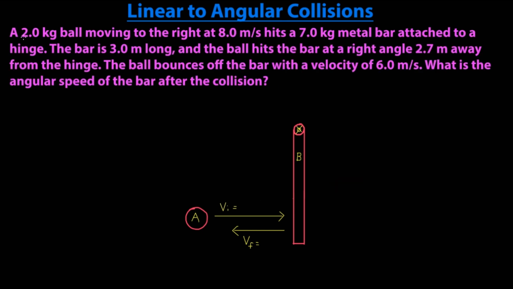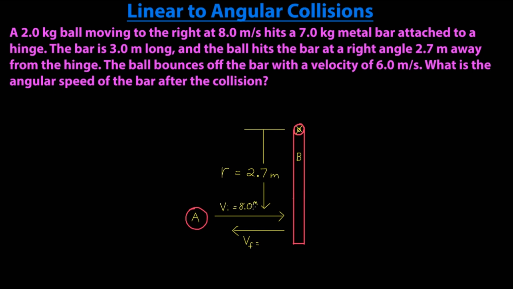Here is the question. A 2 kilogram ball moving to the right at 8 meters a second hits a 7 kilogram metal bar attached to a hinge. The bar is 3 meters long, and the ball hits the bar at a right angle, which is going to be important, 2.7 meters away from the hinge. So right at that statement, I'm going to label this distance, which is going to be a radius, because the ball is going to hit at a right angle at exactly this distance from the center axis of rotation. The ball bounces off the bar with a velocity of 6 meters a second. What is the angular speed of the bar after collision?